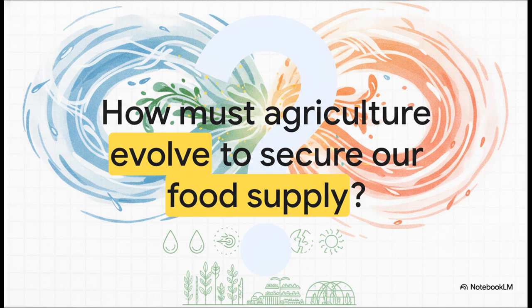So we've traced the precise interactions between hydrology, atmospheric chemistry, and planetary warming. But as these baseline variables, water, wind, and temperature, become increasingly erratic and unpredictable, a massive question remains. How must the next generation of agriculture evolve, innovate, and adapt to guarantee the security of our global food supply?